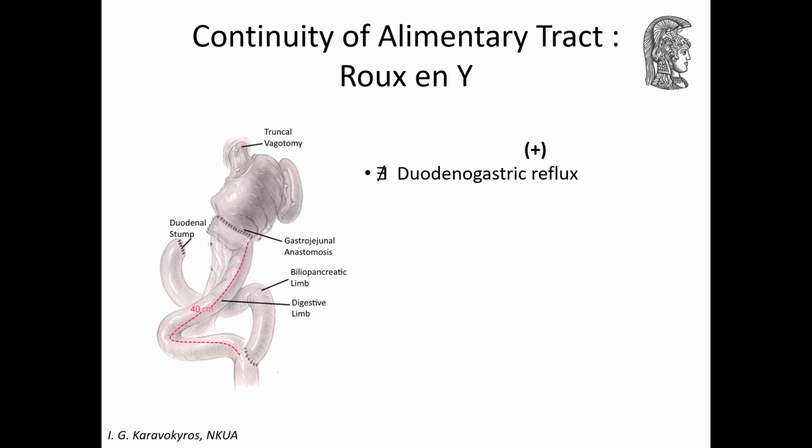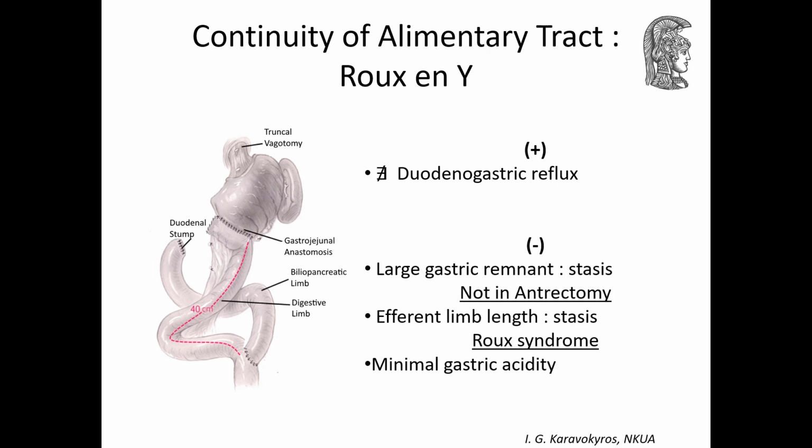Roux-en-Y reconstruction is devoid of many of the disadvantages of the Billroth anastomosis, especially duodenogastric reflux. Yet, it is not appropriate for antrectomies because the large gastric remnant predisposes to gastric stasis. On the other hand, the trophic loop should not be very long, greater than 45 cm, because it malfunctions and cannot propel its contents distally, a condition commonly called Roux syndrome.